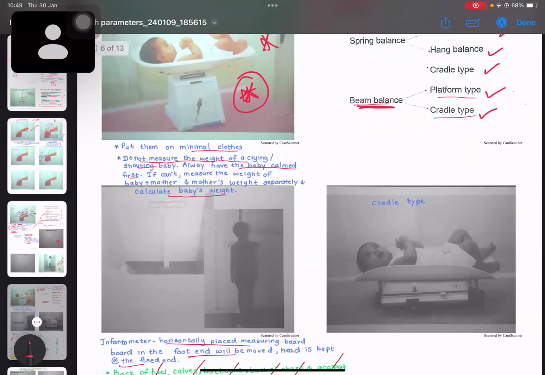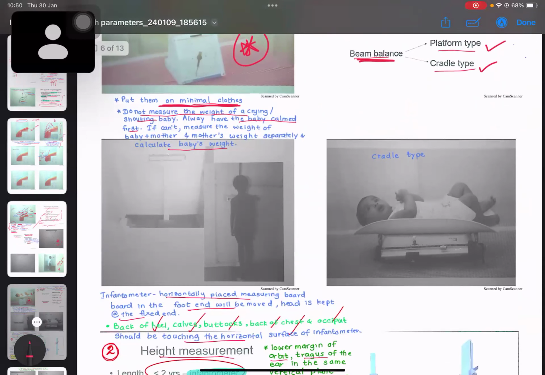When weighing the child, we should put them in minimal clothes. We should remove all the clothes, because the weight of the clothes will be added, no? So we can't get the actual weight of the baby. Don't measure the weight of a crying or shouting baby. If the baby is shouting or crying, first we have to calm the child. Then only we can measure the weight. Otherwise, the measurements will be wrong. And if the child keeps on crying, we can measure the weight of the mother, and the weight of the baby and mother together. When the mother is holding the baby, we can subtract and calculate the body weight.